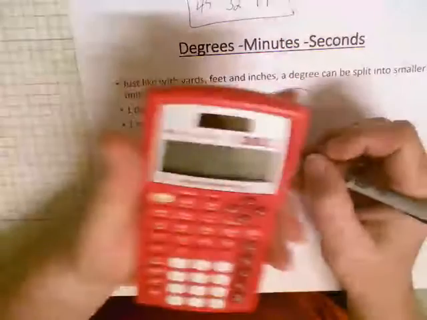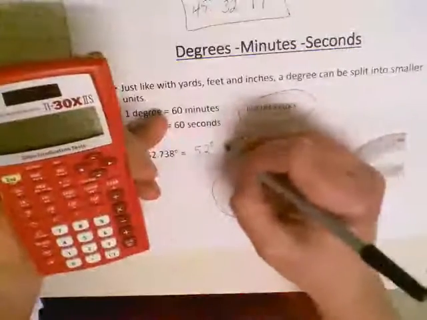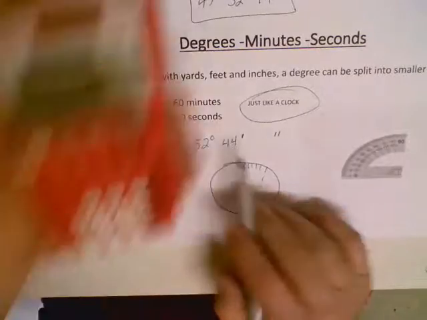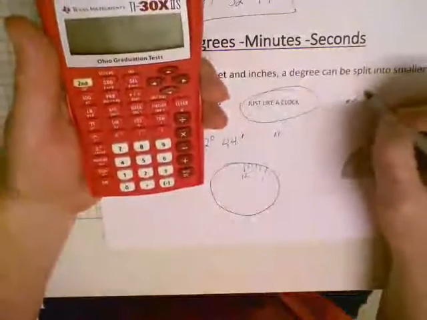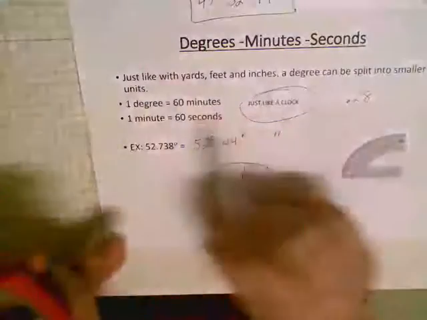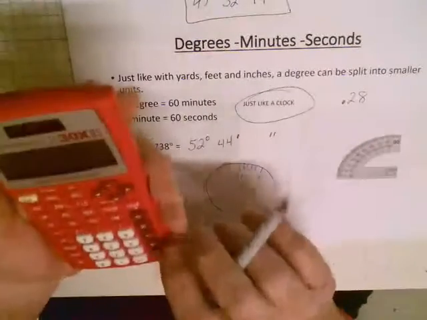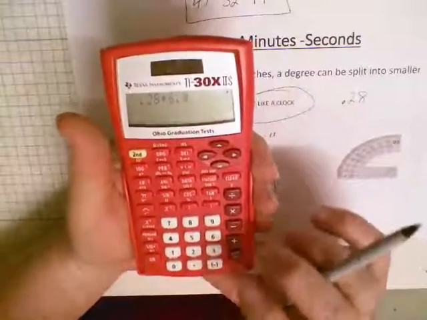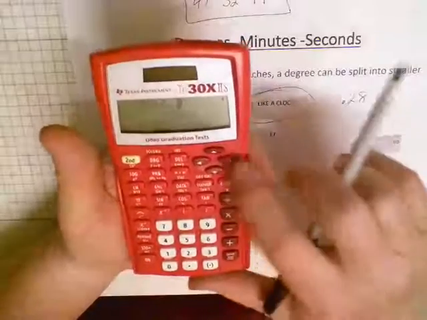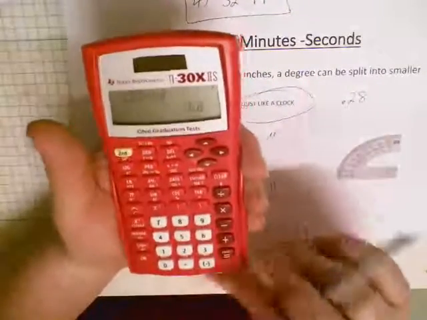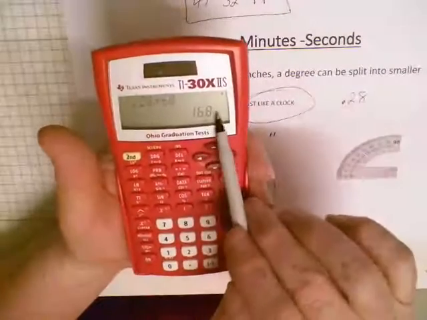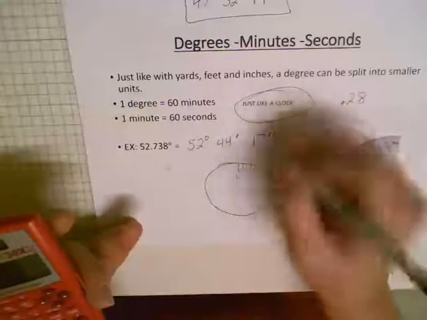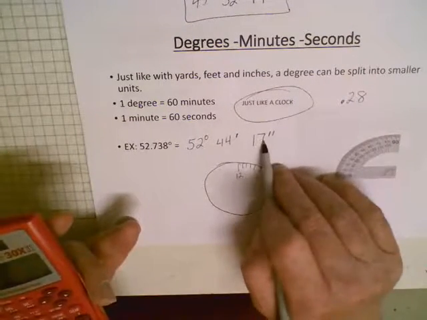The 44, that's the minutes part. So this is saying 52 degrees, 44 minutes. Then we still got the 0.28. We times that by 60 for the seconds. So 0.28 times 60. Not 6.0, 60, and we get 16.8, or I'm going to round that up to 17. So all of this means the same thing as 52 degrees, 44 minutes, and 17 seconds.